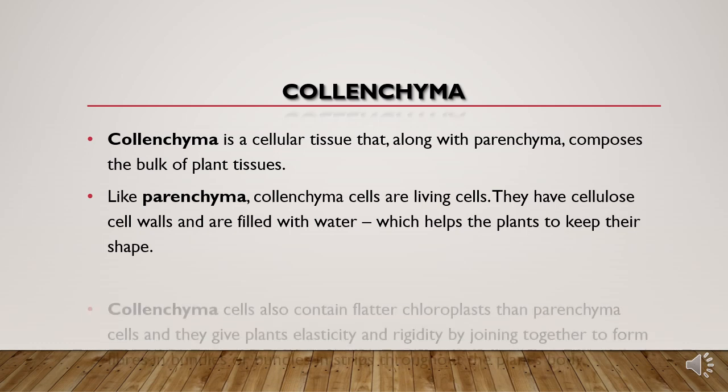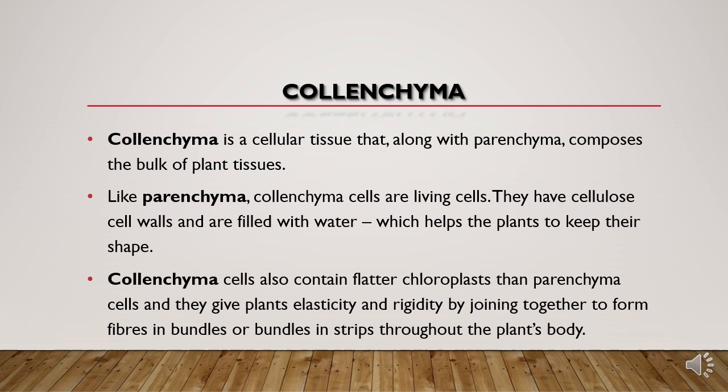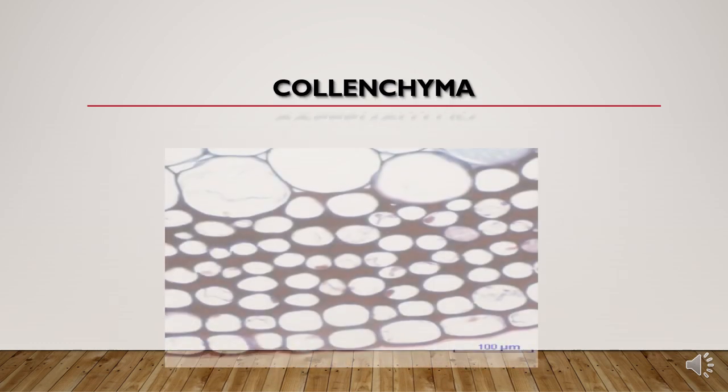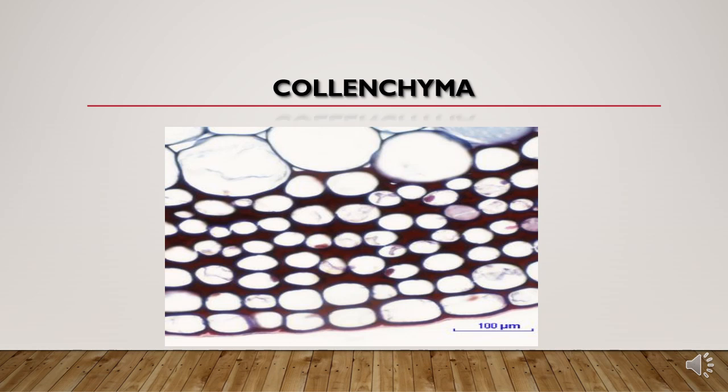Another thing we're supposed to know about the chlorenchyma cells is that they contain flatter chloroplasts than the parenchyma. These chlorenchyma give plants elasticity but also rigidity by joining together to form fibers in bundles or stripes throughout the plant bodies. This is just a simple representation of how a chlorenchyma looks like.